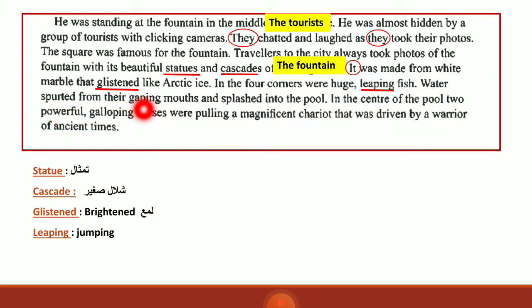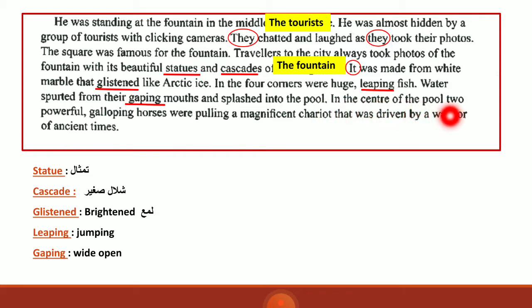Water spurted from their gaping mouths. Gaping means wide open. So we have fish سابع and we have water that spurted out of their mouths. Spurted بمعنى إنه انطلقت المياه أو إنه المي بتخرج من أفواههم. And here we describe the mouth as being gaping. Gaping حكينا معناها wide open. بمعنى إنه هاي التماثيل كانت لأسماك أفواهها مفتوحة وكانت بتخرج من أفواهها المياه. So the water spurted from their gaping mouths and splashed into the pool.